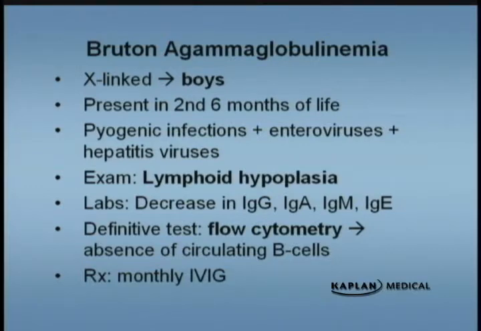When you order the immunoglobulins, they're going to be decreased across the board. It's an entire hypo or agammaglobulinemia, and so all of the immunoglobulins will be low. The definitive test, however, that sounds like a test question, is flow cytometry, and that will show an absence of circulating B cells. There's your diagnosis.